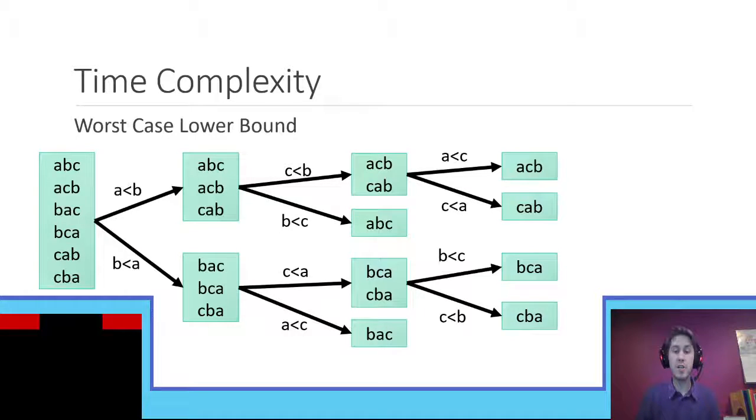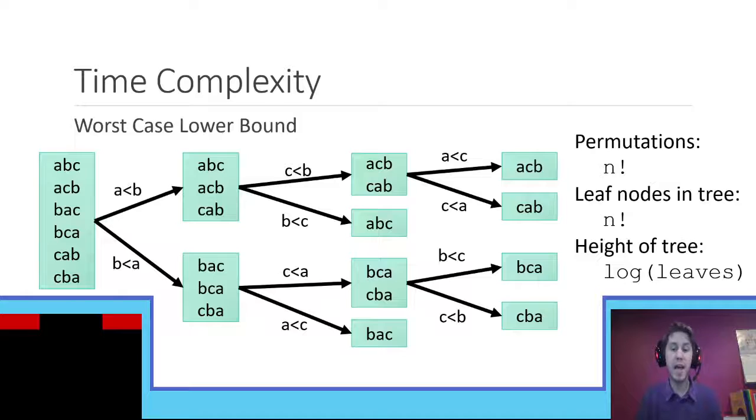Now here's an interesting question. How many leaf nodes will there be? The answer is n factorial, the same number of permutations possible. Each possible ordering has to be a leaf node, since it's a possible answer for a given input. And since this is a balanced binary tree, we know something about the height of the tree. It will be the base 2 logarithm of the number of leaves rounded up.